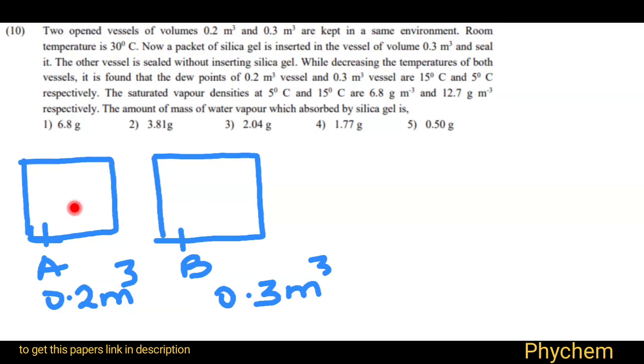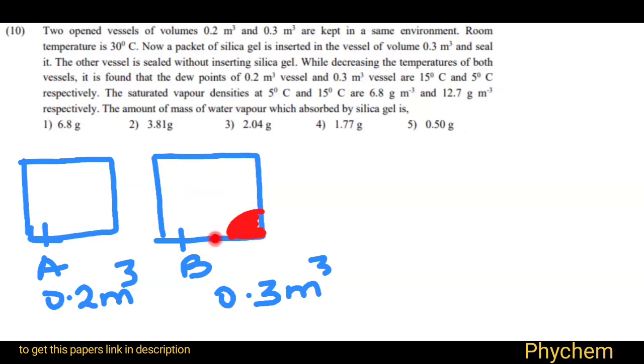But after they are heated to 30 degrees Celsius, a packet of silica gel is inserted into the 0.3 meter cube vessel, which I am naming B. You have to know from chemistry that the tendency of silica gel is to absorb water vapor from air. So when you put the silica gel into container B, it absorbs the water vapor from the atmosphere exposed to it.